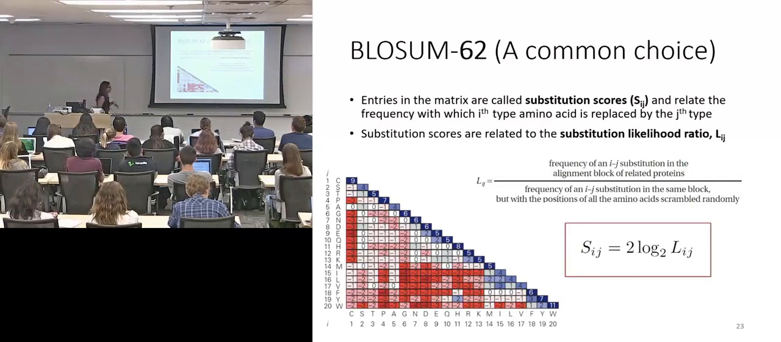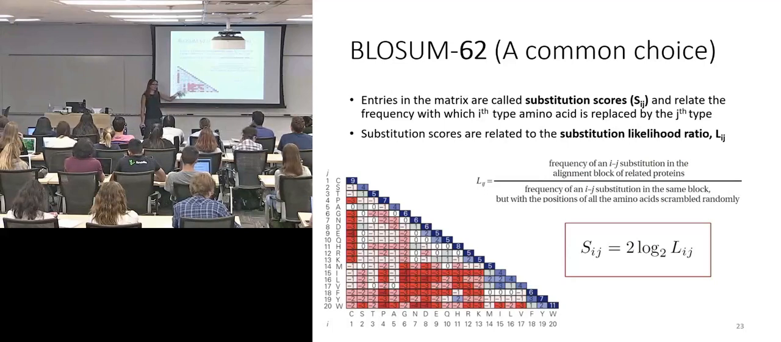Okay? And so if the frequency with which it actually happens in your aligned sequences, and if you randomized absolutely everything, is the same, 1 to 1, then what you're saying is that substitution is about as likely as random chance. An L of 1 means that change is just as good as random chance. And if you take the log of 1 here, you're going to get a 0. So a 0 score in here means A, alanine, substitutes for cysteine just as often as random. Positive scores mean it happens more frequently. Negative scores mean it happens less frequently.